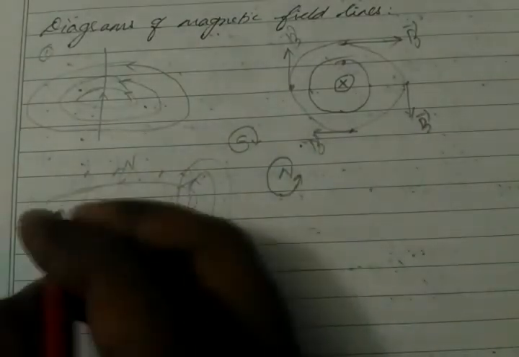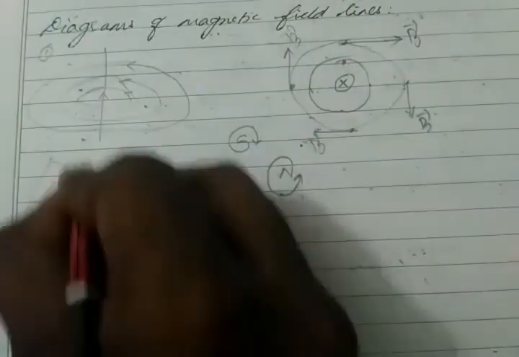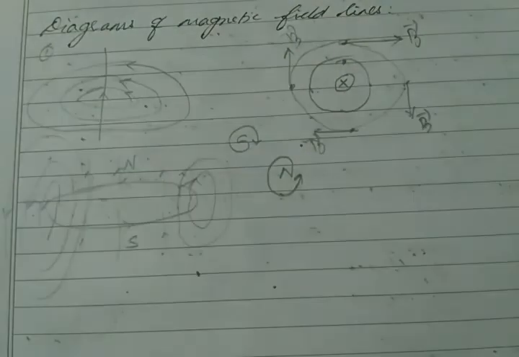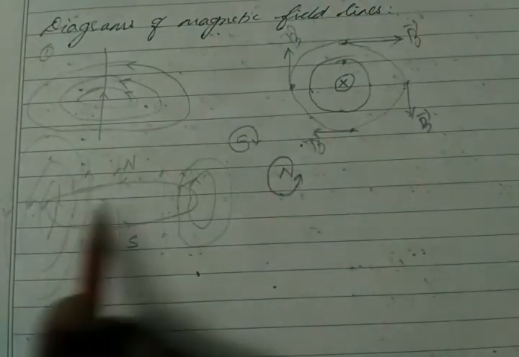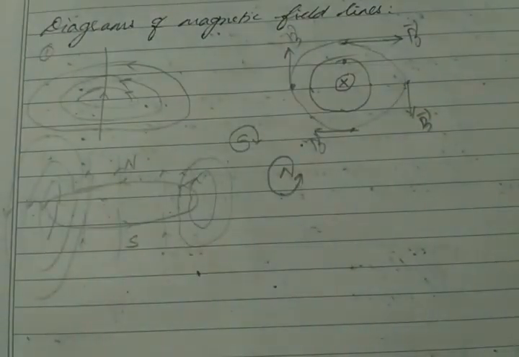Here also current is flowing in this direction, so at the edge magnetic field lines are like this. So here we get magnetic field lines like this. When the distance increases, the magnetic field lines become straight at the center. Clear?